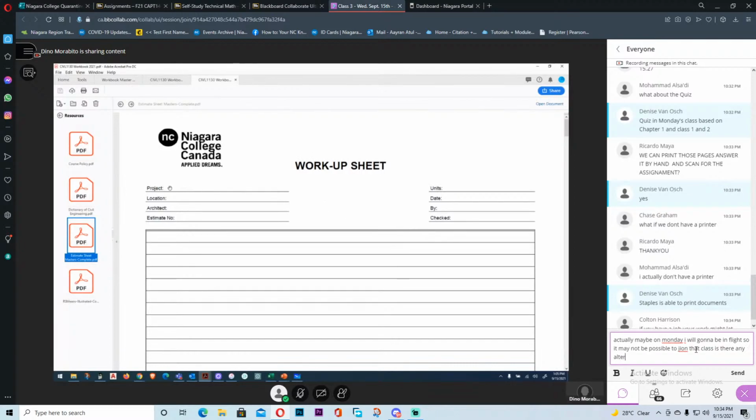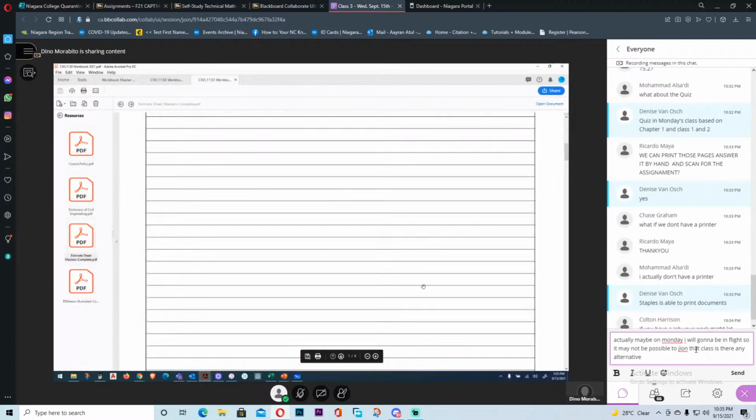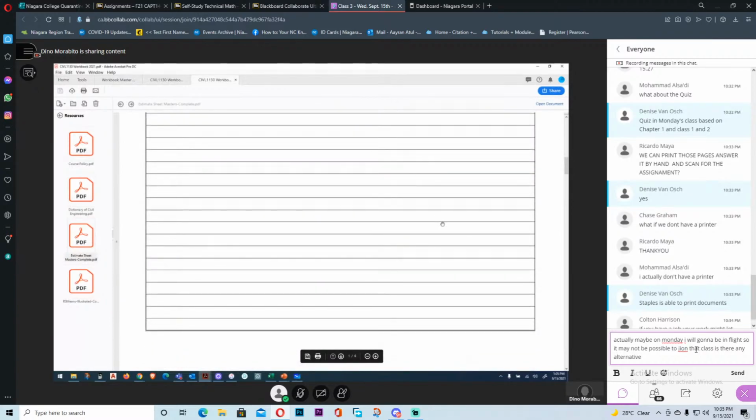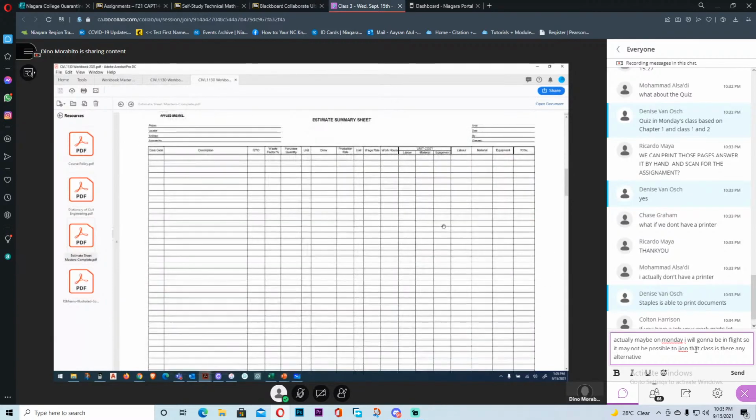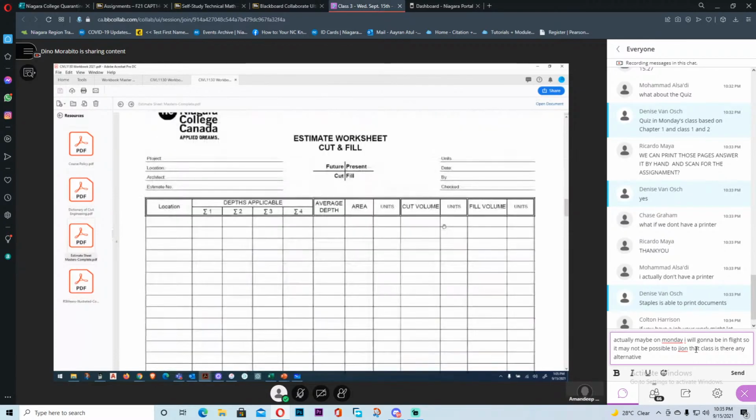Okay, it gives you the opportunity to put in a project. This is assignment 1. It gives you a chance. You don't need the units, but you can put the date in. You can put your name in. Okay, and you've got just a blank page that you can use. Now there's more pages in here. Not all of them you're going to use yet.